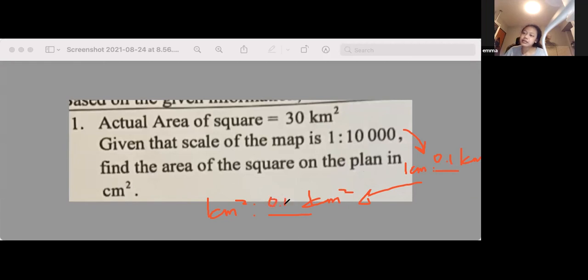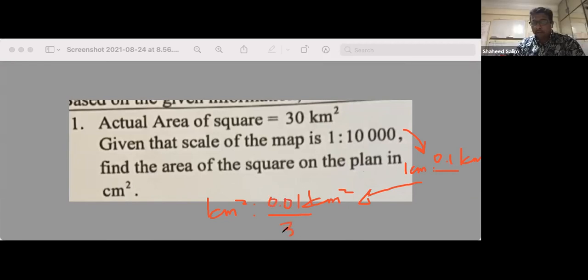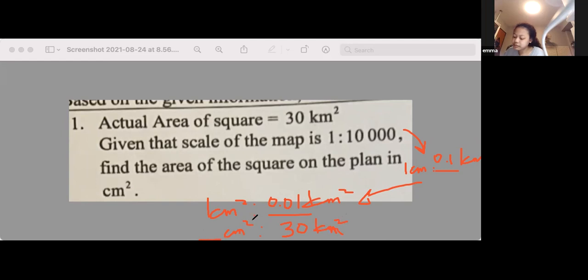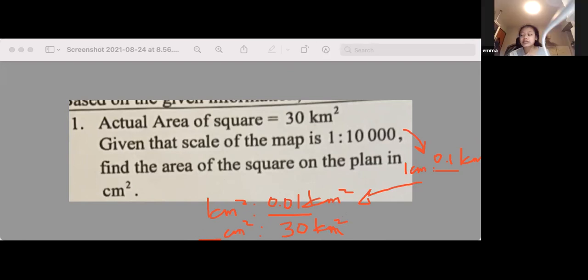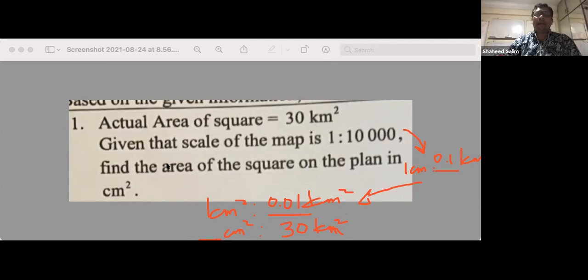0.01. Good. And now they want the area on the plan. They use plan. I think it's supposed to be map, but never mind. Okay, now down here. Can you see what I'm writing? 3,000. Well done. Okay, let us look at your answer. Is it the same? You understand what's happening? So let us compare. Okay, let us compare.